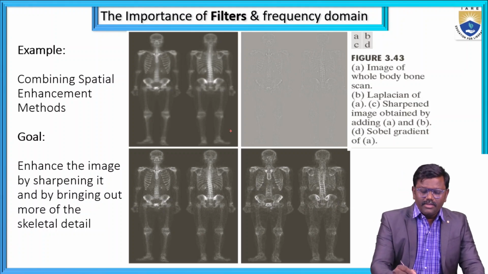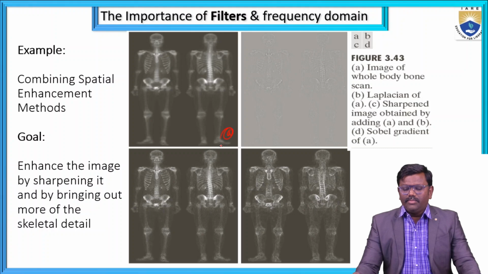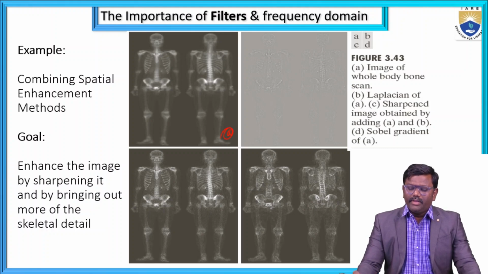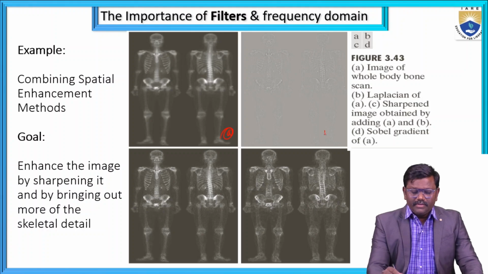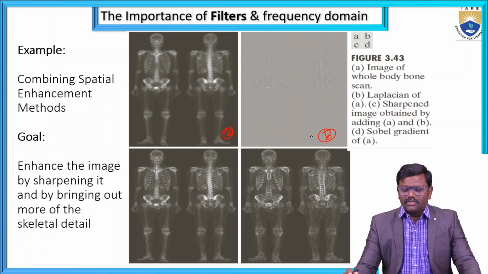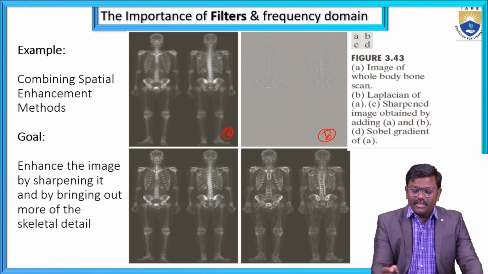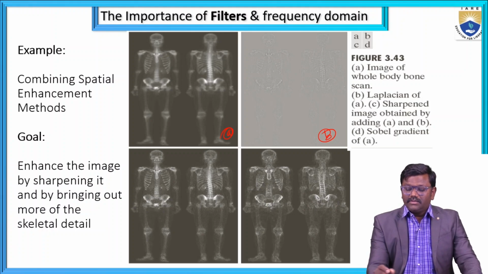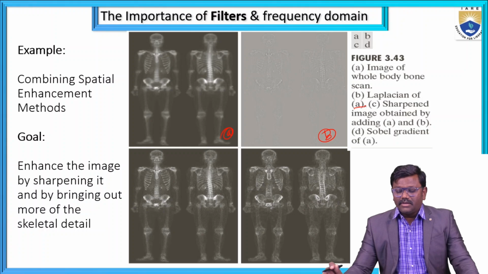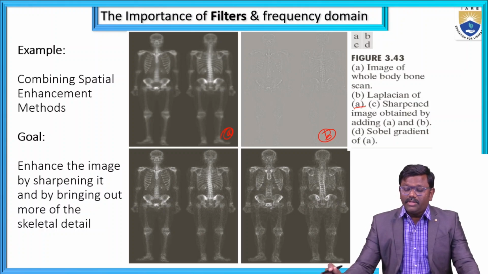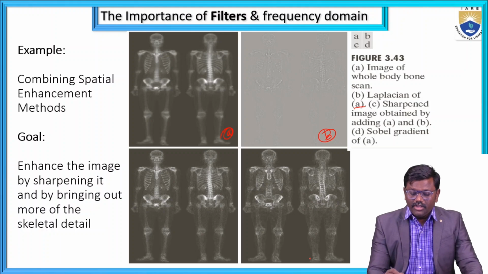Image A is the whole body bone scan, and B is the Laplacian of A. C is the sharpened image obtained by adding A and B, and then you will get the D image.